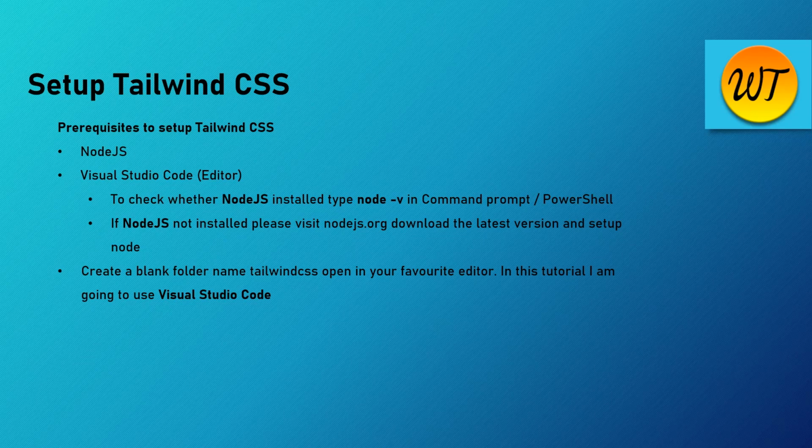Now we are going to set up Tailwind. Before setting up Tailwind, we have to make sure Node.js is installed in our system. Why? Because as I already told, it's a utility first framework and it doesn't have any CDN. So we have to install it and set it up in our project. For that reason I told you to have Node.js, and I am using Visual Studio Code as the editor in this video. Now I'm going to create a blank folder, name it Tailwind CSS, and open it in my favorite editor, Visual Studio Code. Please make sure Node.js is installed. Without Node.js, Tailwind cannot be set up.